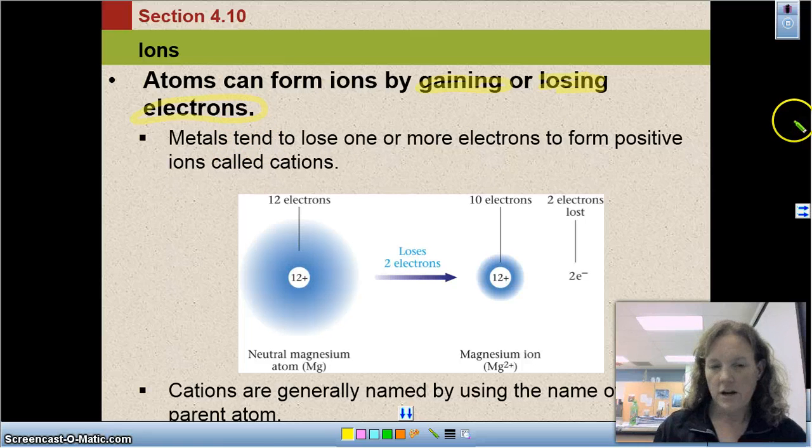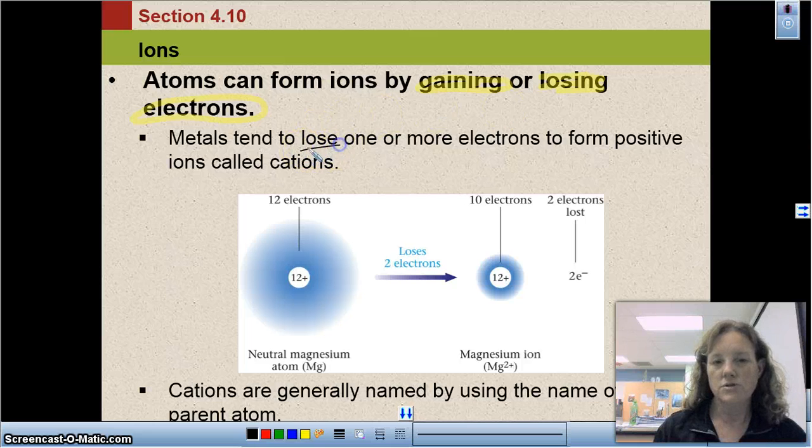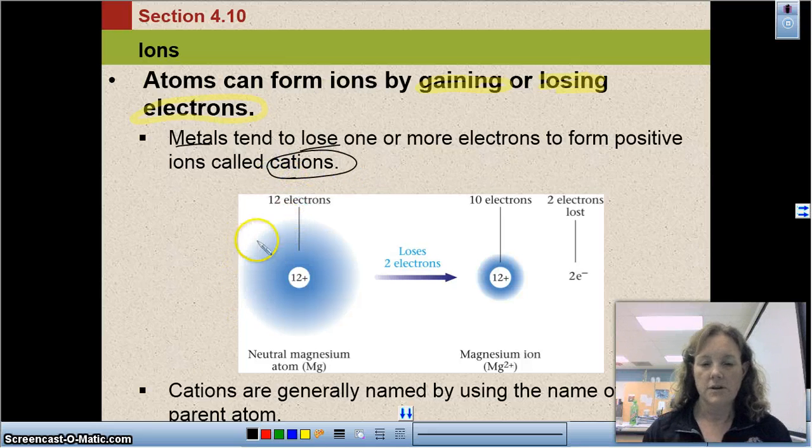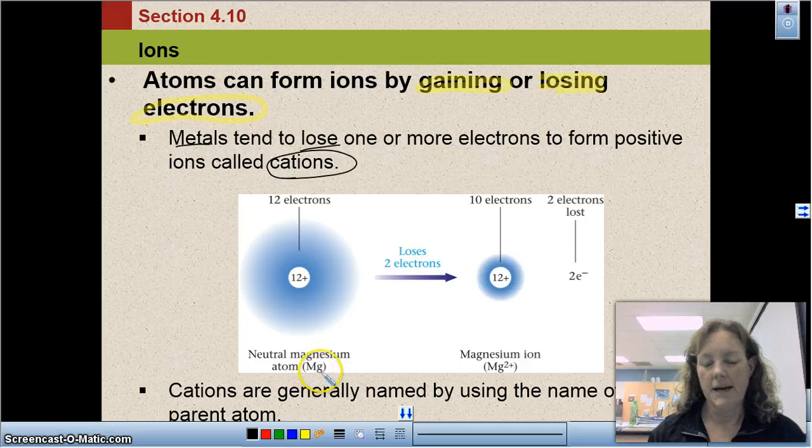Those are the ones that like to interact with other atoms. So metals are going to tend to lose an electron, one or more, and they form what we call cations. All right, so here we have a neutral magnesium atom. Magnesium is in group 2. It has 12 as its proton number. That means it's going to have 12 electrons. It tends to lose 2 electrons. When that happens, how many electrons does it have then? Well, 12 electrons minus 2 electrons is going to equal 10 electrons, and 2 of them are lost.